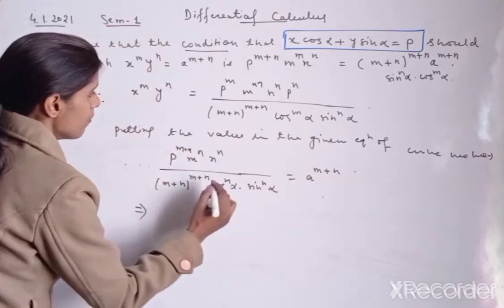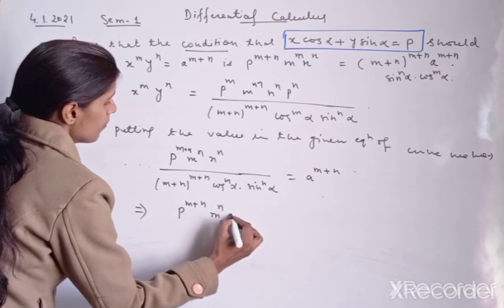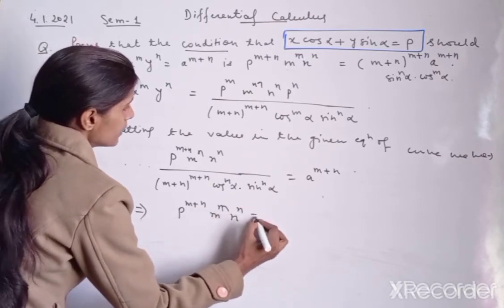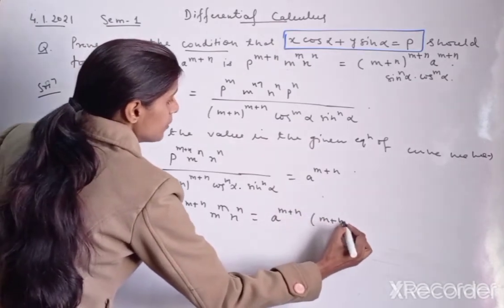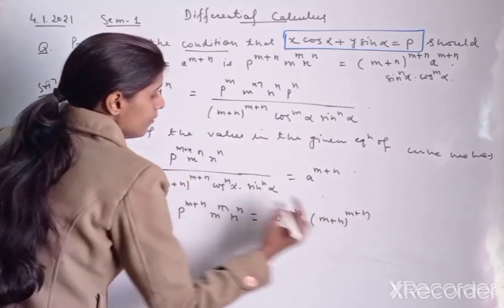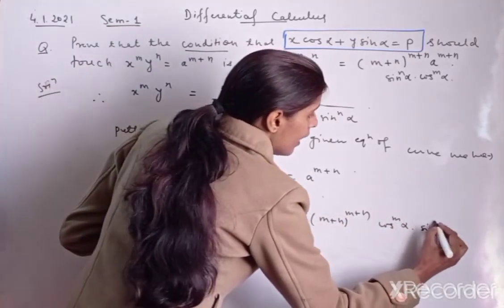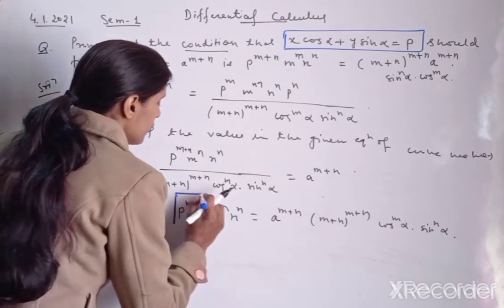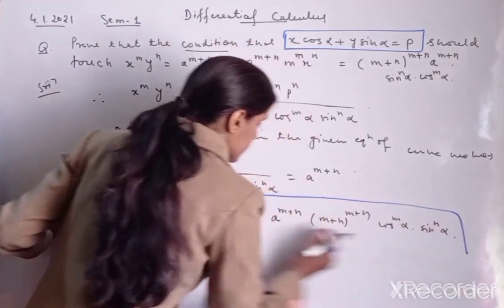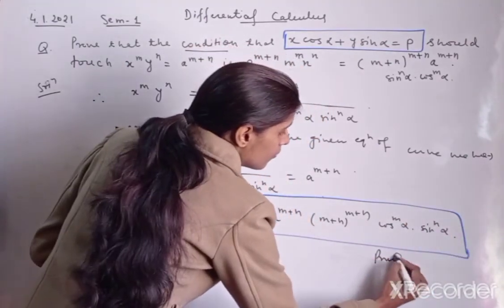So here we have proved that p to the power (m plus n), m to the power m, n to the power n is equal to a to the power (m plus n), (m plus n) to the power (m plus n), and then we have cos m alpha, and then sin n alpha. So here we have proved what we were going to prove. So this is the answer. Hence we have proved this question.